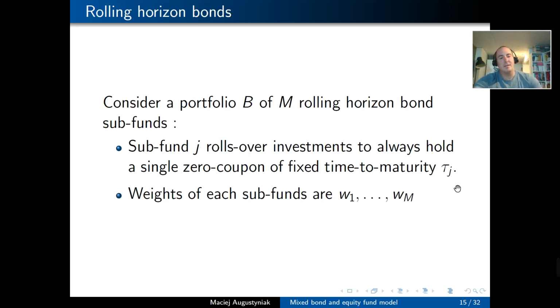Then each of these subfunds is aggregated together through some weights, W1 to WM. So the total portfolio is a weighted combination of each of the subfunds.